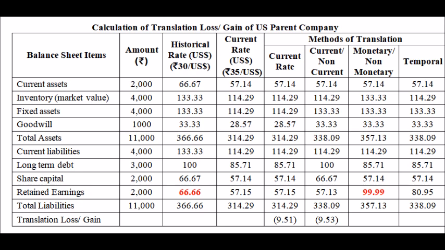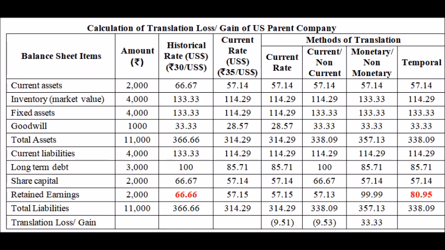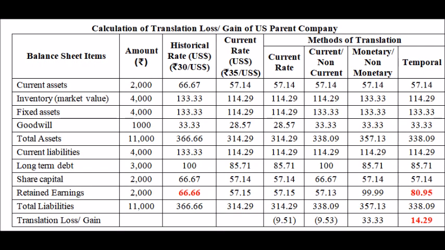Third, under monetary non-monetary method, the retained earnings are 99.99, while the retained earnings at historical rate are 66.66. The translation gain or loss under monetary non-monetary method is plus 33.33. This is translation gain. Fourth, under temporal method, the retained earnings are 80.95, while the retained earnings at historical rate are 66.66. Therefore, the translation gain or loss under temporal method is 14.29.